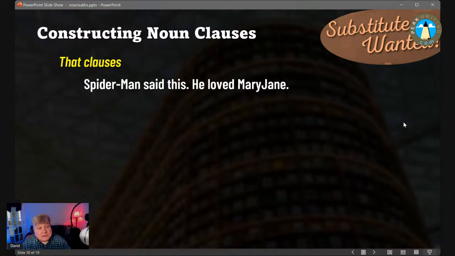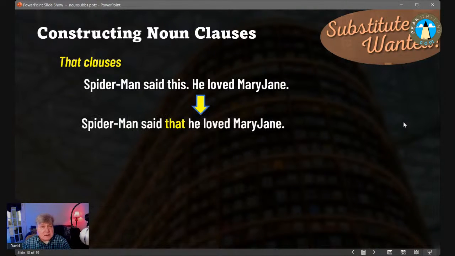Same way with that clauses. Simply reduce the redundant elements and put in that to create a dependent clause in the second sentence. He loved Mary Jane is the independent clause. When you put that in front of it, that he loved Mary Jane, it is now a restrictive dependent clause.